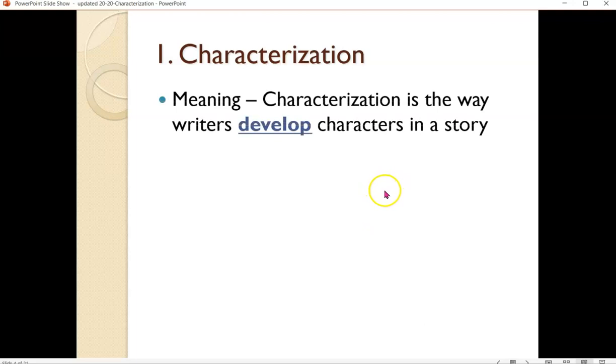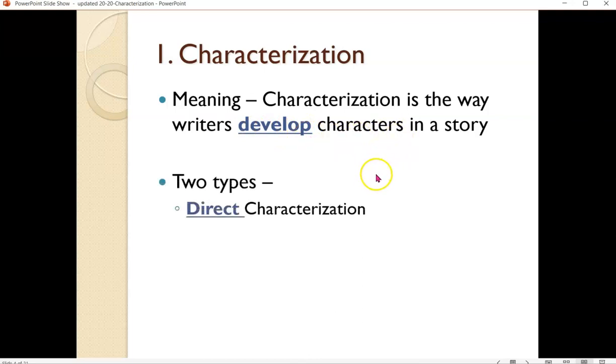So characterization, what is it? The meaning. It is the way a writer develops, so here it is in blue, so you're going to want to write that down into the blank that you have provided on your notes. The character in a story. And there are 2 specific types. There is direct characterization. Again, here it is in blue, so please make sure you write that down in your blank. And then there's indirect characterization, and that is the second type.